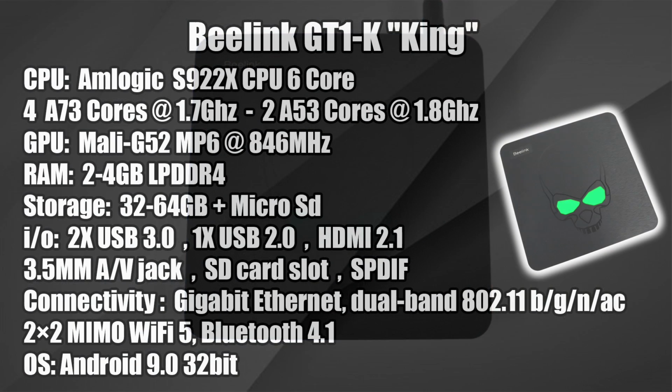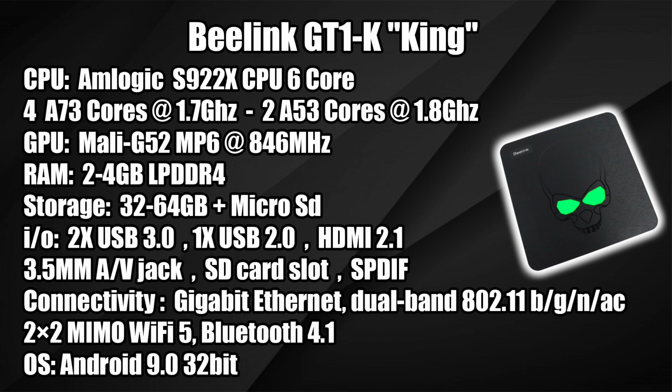Now it's time to dive into the specs on this little box. It's known as the Beelink GT1K or the GT King. For the CPU, we have the Amlogic S922X. This is a 6-core CPU, 4 A73 cores at 1.7 GHz, and 2 A53 cores at 1.8. When comparing this to the Odroid N2, each of these cores are underclocked by 100 MHz. For the GPU, we get that new Mali-G52 MP6 at 846 MHz.